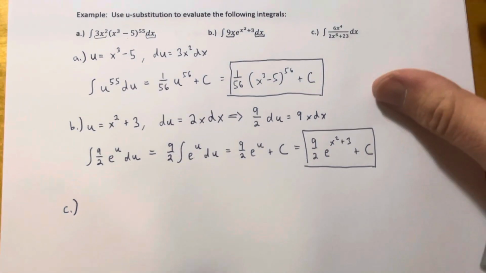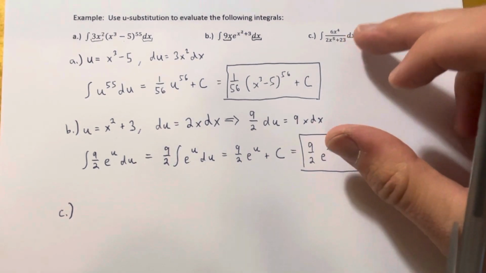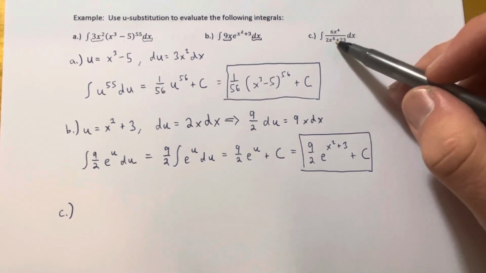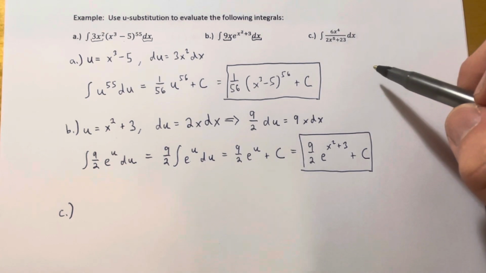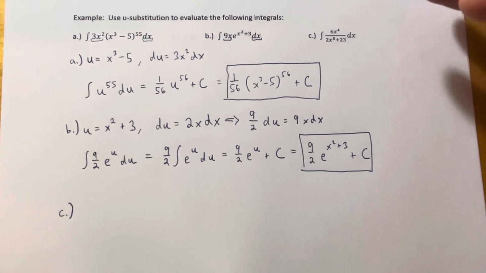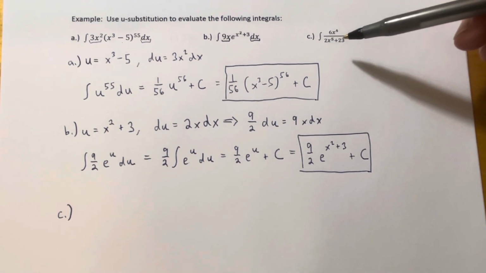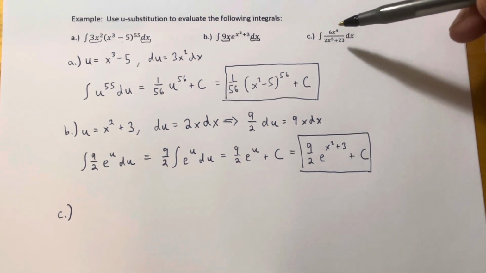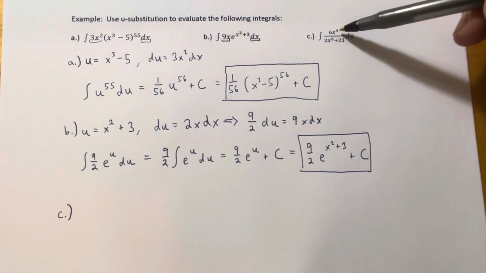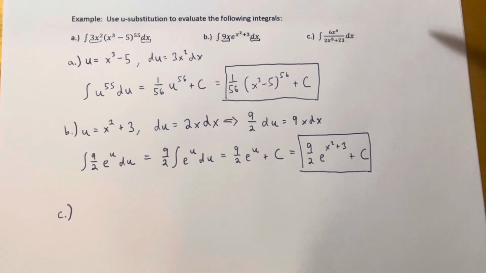Okay, so here we have 6x to the 4th over 2x to the 5th plus 23. Once again, we don't have a set of parentheses that are giving us a clue as to what we should use for our u. But I want to just compare some stuff here. So first of all, this is a rational function. And that means it's a quotient where I have a polynomial in the numerator and a polynomial in the denominator.